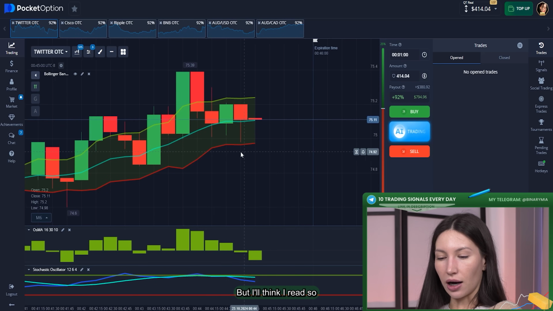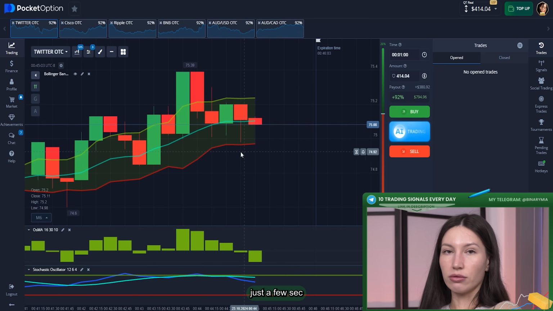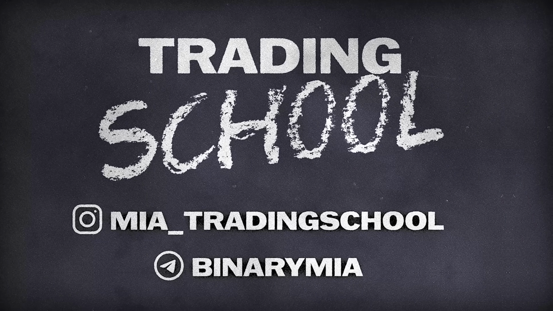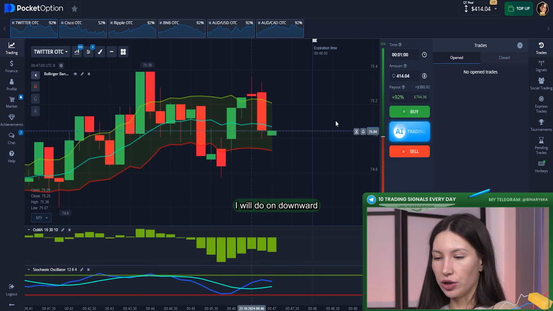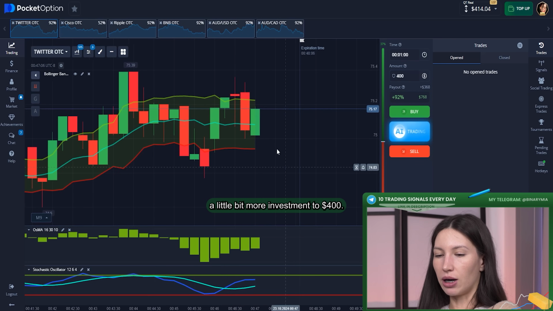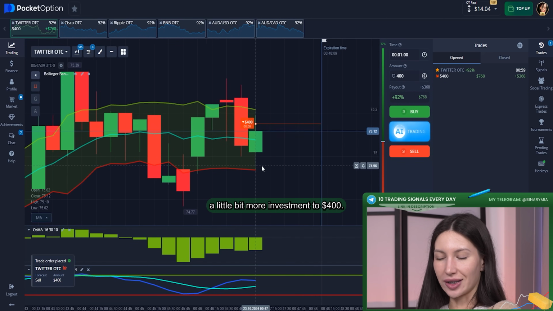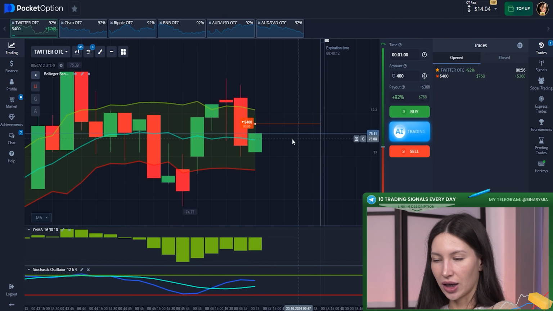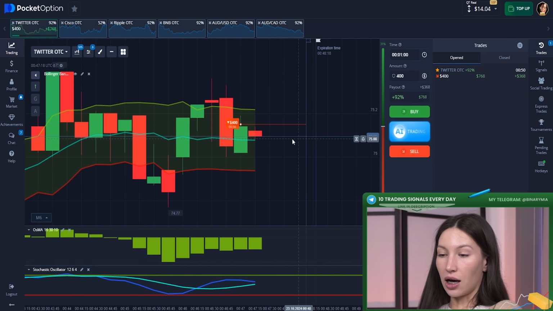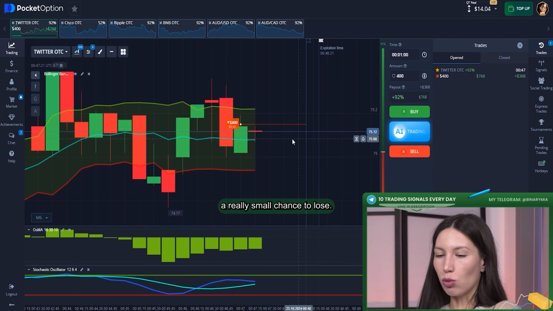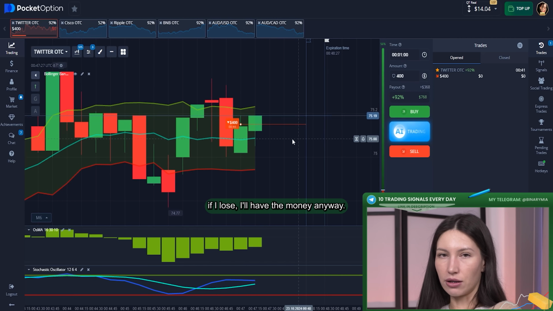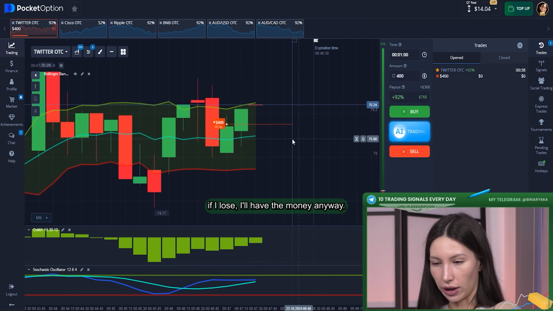But I'll think before I bet, so just a few seconds. And my first trade I will do on downward direction, of course, but before I reduced a little bit my investment to $400. Yes, I have a little bit of hope that maybe if I lose, there is a chance. Yes, always a chance to lose, guys. So I have here a really small chance to lose, so that's why I invested all of my money. So in the case if I lose, I'll have the money anyway.